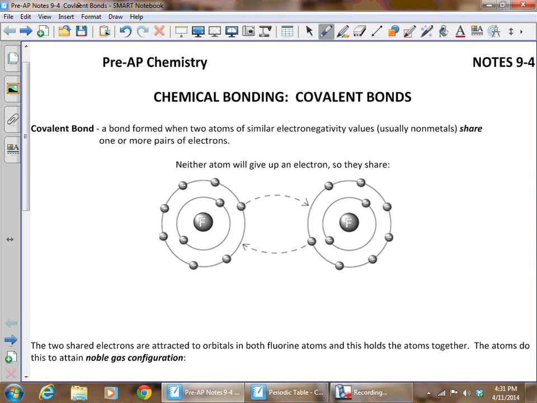In a covalent bond, we end up with a situation like this with these two fluorine atoms. If you look at the fact that both of these fluorine atoms have their 7 valence electrons, our octet rule says that they're going to want to each gain an electron, so they both want to gain an electron.